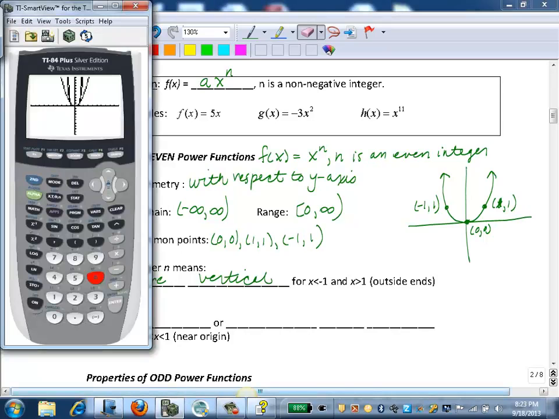Now, if we look back at these graphs, if I change my viewing window and zoom in near the origin, I'm going to change my window to negative 1 to 1 for the x and the y. Now if I graph, first x squared, then x to the 4th, and then x to the 6th. We couldn't see it when we were zoomed out, but it turns out that as that exponent gets larger, the graph actually flattens out and gets closer to the x-axis.